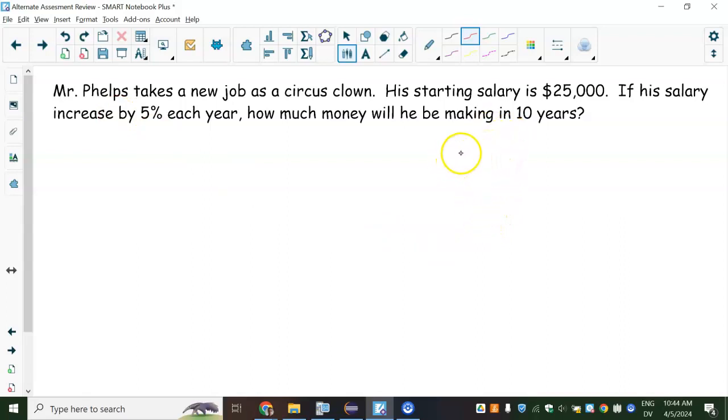This is another example of an exponential because we're increasing by 5% per year. And the exponential equation, remember, for the amount looks like that. So I want to see if you can apply that in this situation.